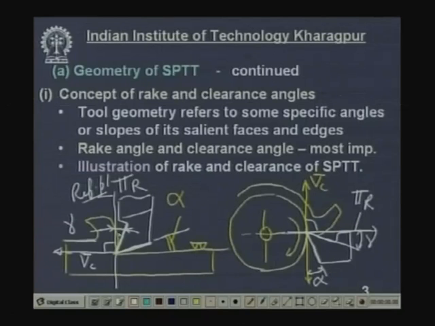Now, see what is the function of rake angle? Rake angle is provided in cutting tool to facilitate machining work. The machining becomes easier, that is with less effort, less cutting force, less energy requirement, less temperature and so on, if rake angle is given. What is the purpose of clearance angle? To avoid rubbing between the flank surface of the tool and the machined surface. Otherwise the machined surface will be spoiled. If this gap is not there, it will be spoiled and the tool will also be damaged. So, this clearance angle is provided like this.